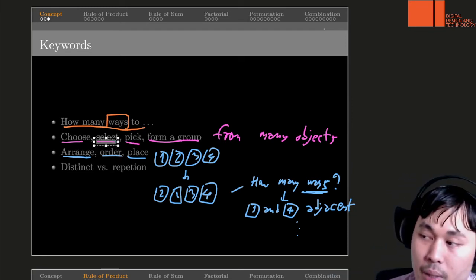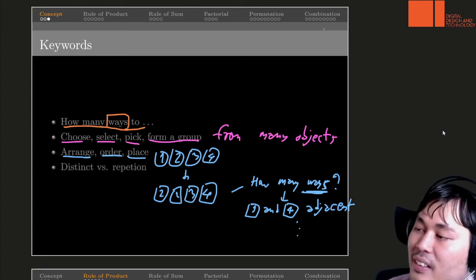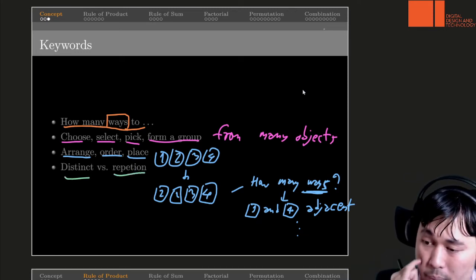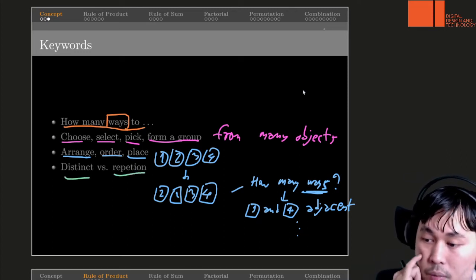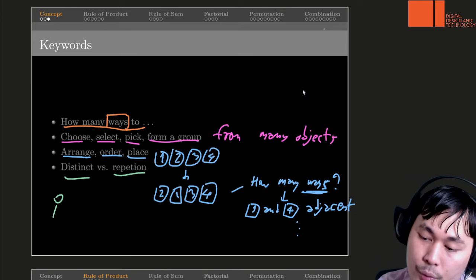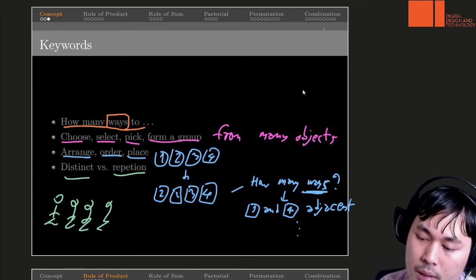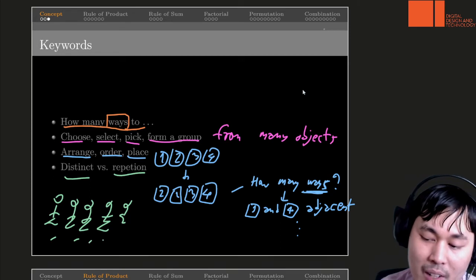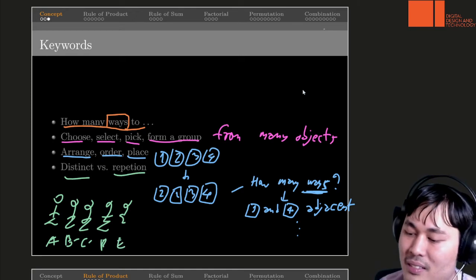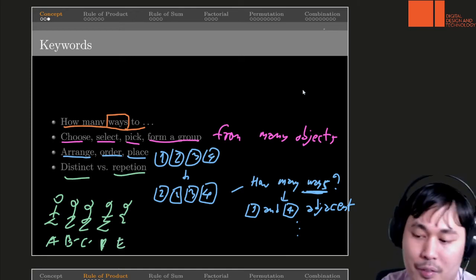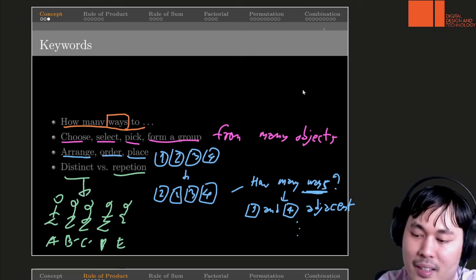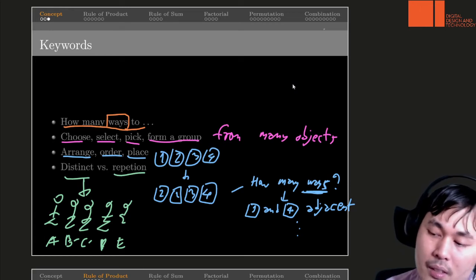So there's another keyword that you might recognize and can identify this problem. And also there's some interesting concept about distinct versus repetition. Because for instance, if I ask you to pick 3 people or 5 people, then you would expect them to be all different. You could label them A, B, C, D, E, maybe. And picking D is not the same as picking E. In this case, we would expect these elements or these people to be distinct.